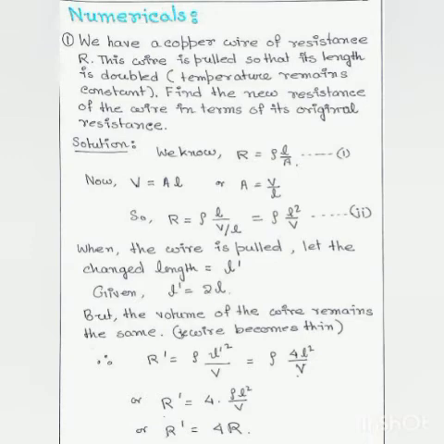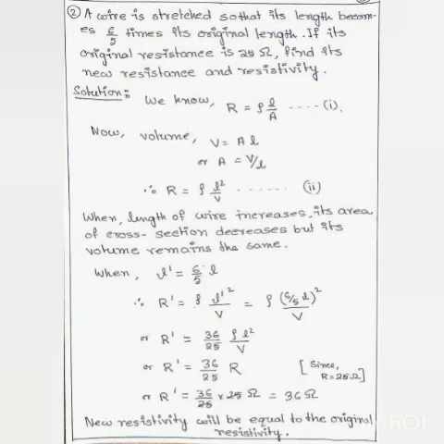So the resistance of the pulled wire, which we consider as R prime, will equal rho into L prime square by V. Now we substitute the value of L prime, that is twice L, and then R prime will become 4 into rho L square by V. Now see, this rho L square by V is equal to the initial resistance R. So R prime equals 4R. Means if we pull a wire to twice its initial length, its resistance will become 4 times the initial resistance.